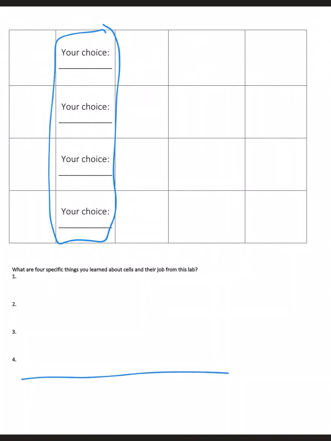Then at the end, just what are 4 things you learned from this lab? Tell me, what are 4 things you learned about cells or found interesting? And after you're done with that, go ahead and submit this.